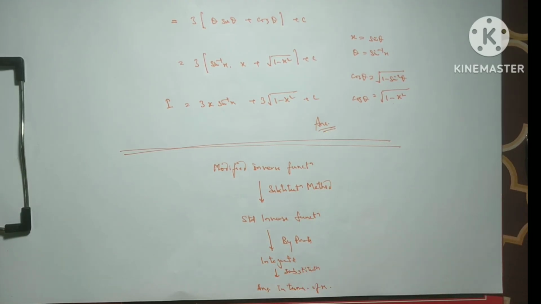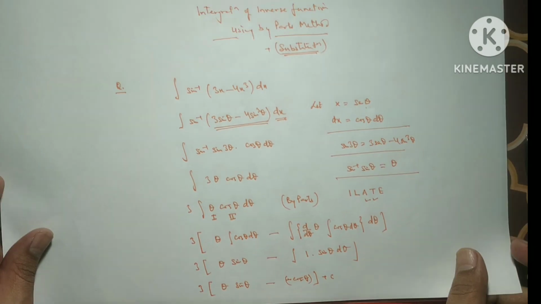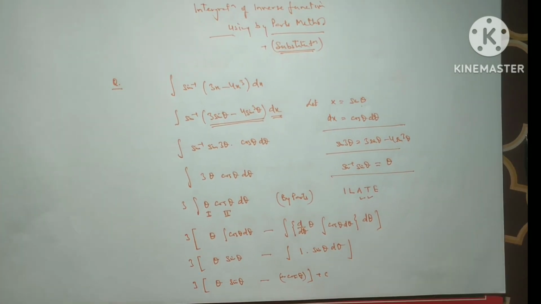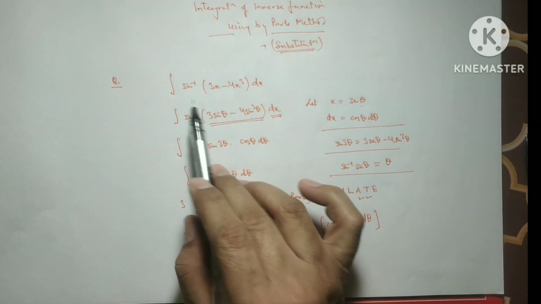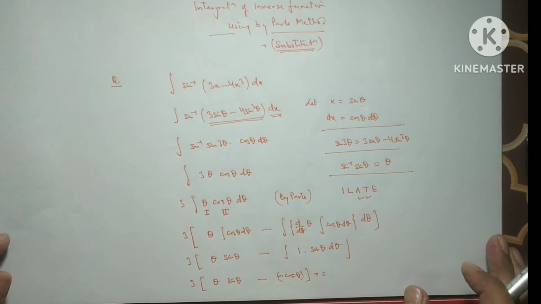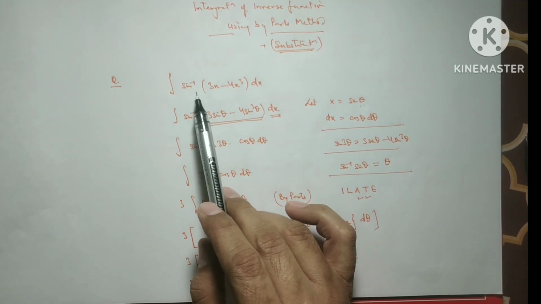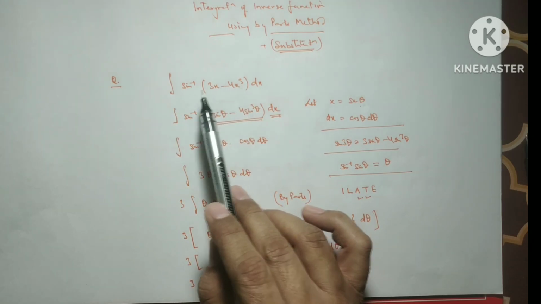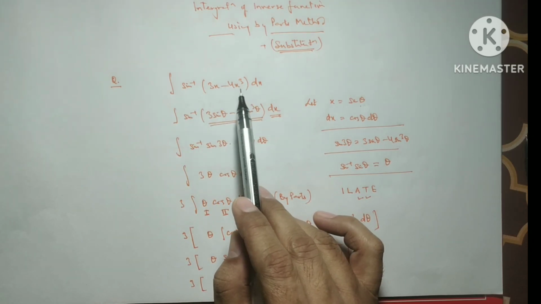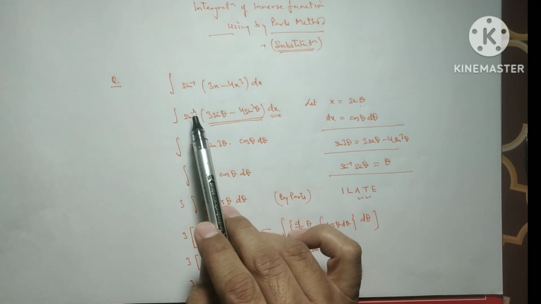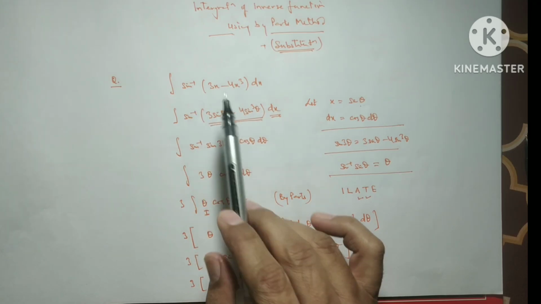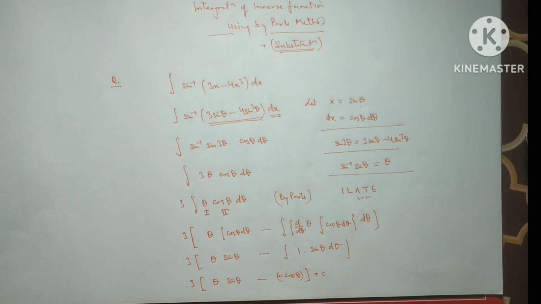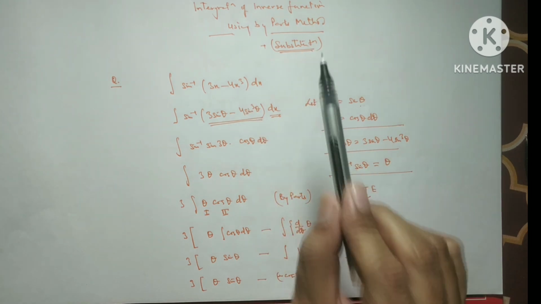Now if we consider this question again, what was the working method in this question? First of all, we have a question. It is not in standard form. This is a modified or converted form. So first we will try to make it into standard inverse functions like sine inverse x. That's why we will use the substitution method.